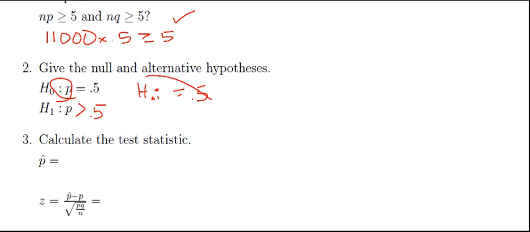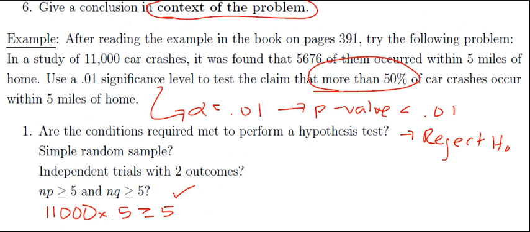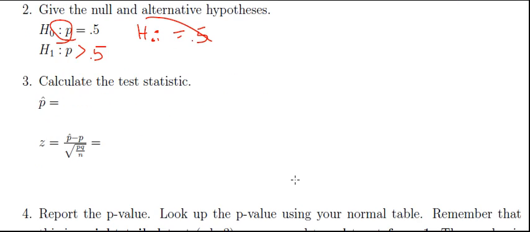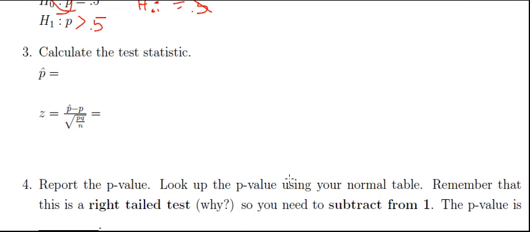The test statistic is the sample data, and we want to make that into a proportion. So we come back up here, it says of the 11,000 car crashes, 5,676 of them are within 5 miles of the home. I want to make that into a proportion. So my p hat then is going to be 5,676 divided by 11,000. And so that's going to be equal to 0.516.